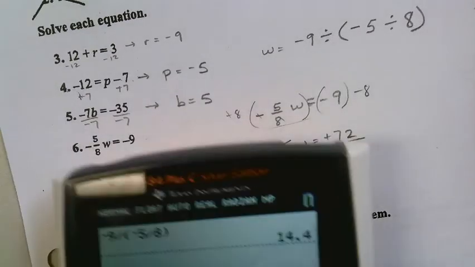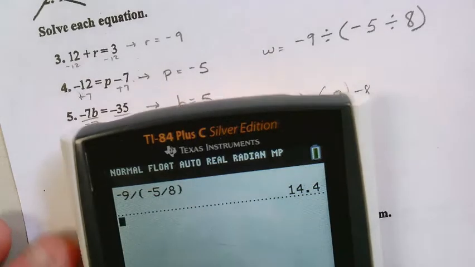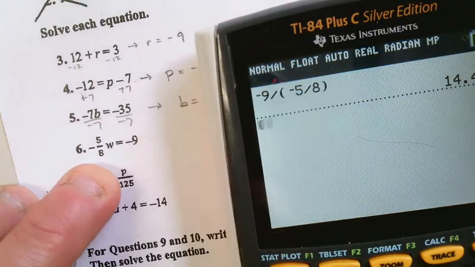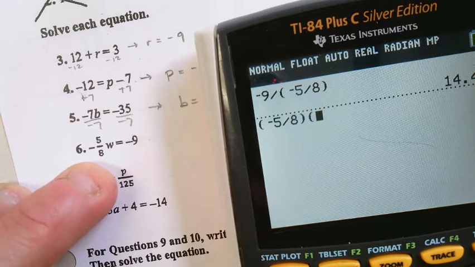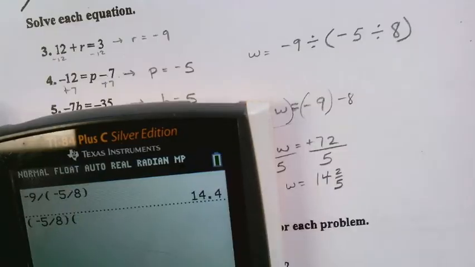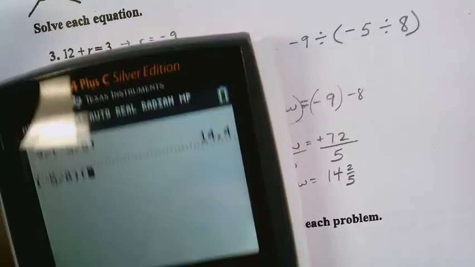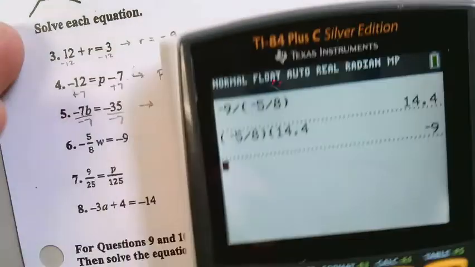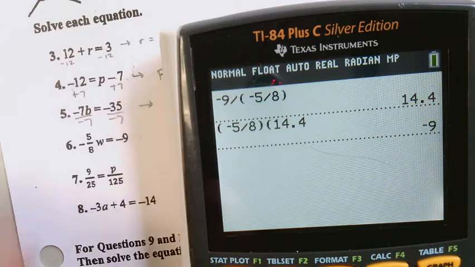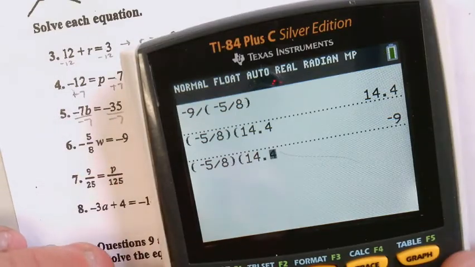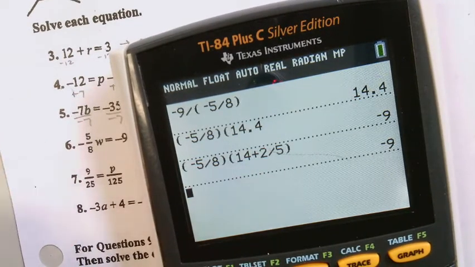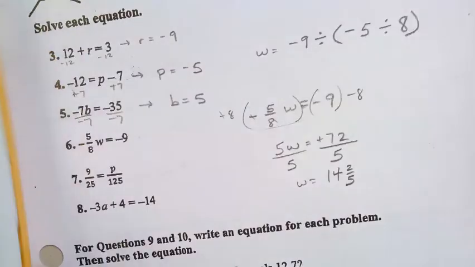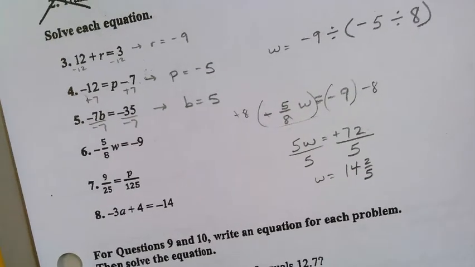Again, I can plug that back in, double checking this. I can do -5/8 times 14.4. Well, you can do 14.4, just like that, -9, which is what we want. Or you could go ahead and do this, 14 and 2/5. See how I did that? 14 and 2/5. We still get -9, okay? So just trying to give you some options there. Now, I'm going kind of quickly here.